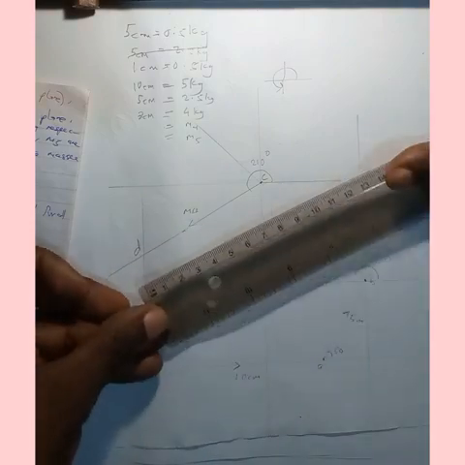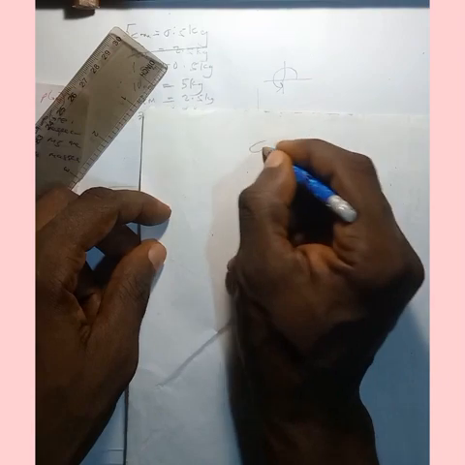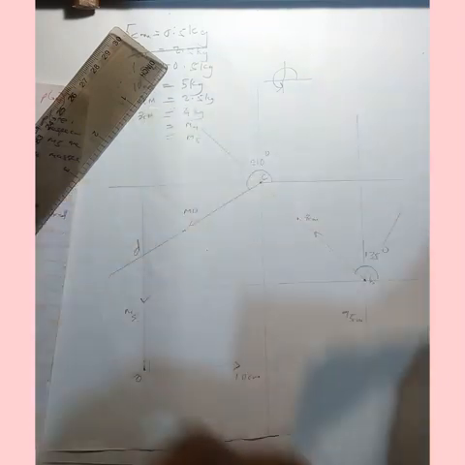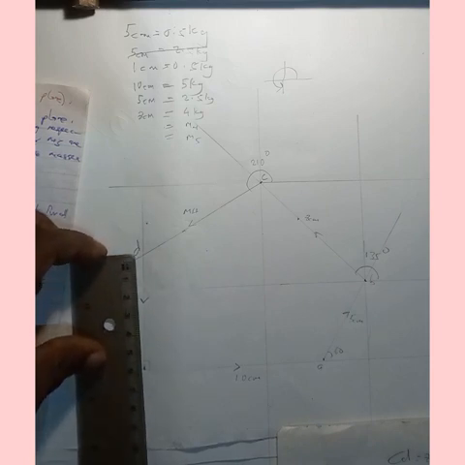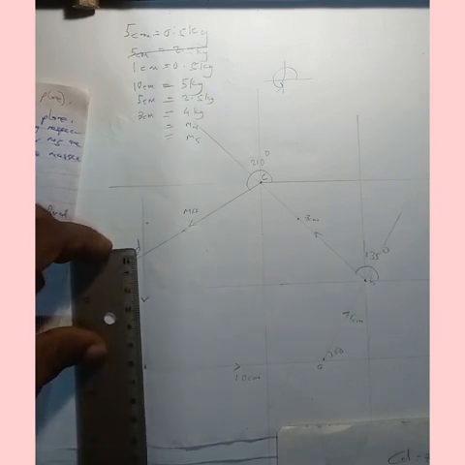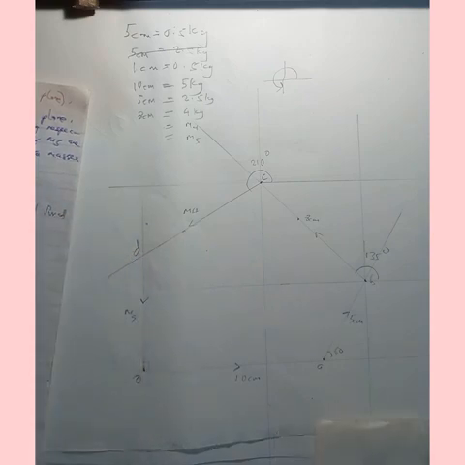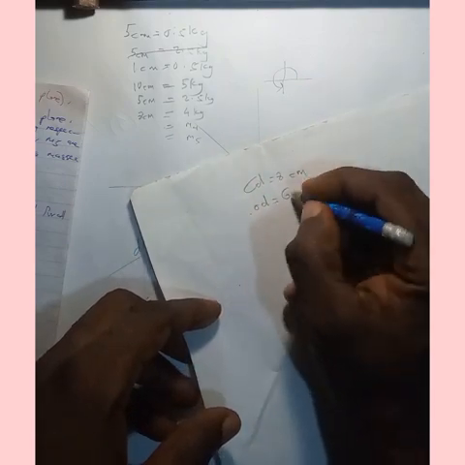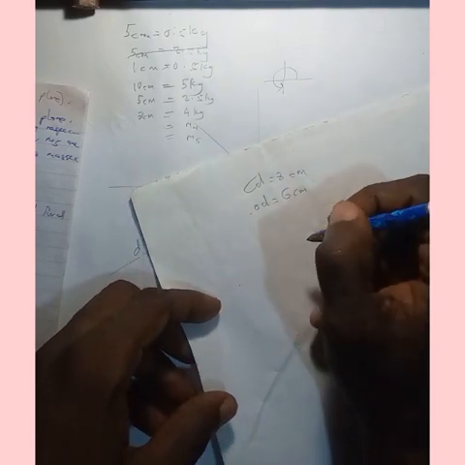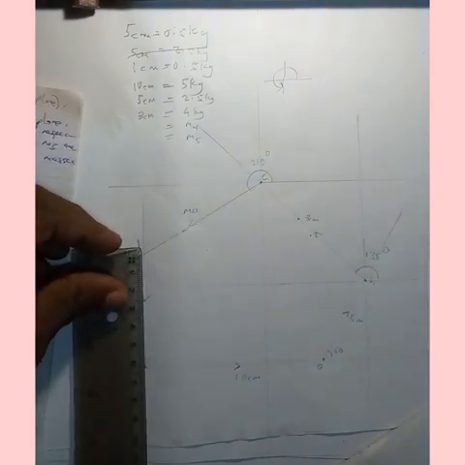So measuring CD, we're able to get CD as 8 centimeters. So that means CD is 8 centimeters. Okay, how about OD? OD should be around 6 centimeters. So we also got our OD as 6 centimeters. Okay, that should be around 6.2 centimeters.